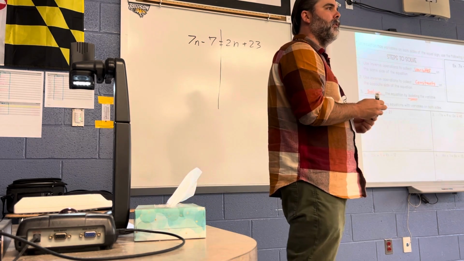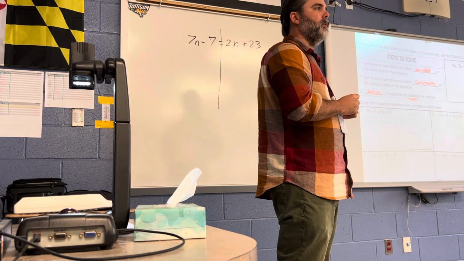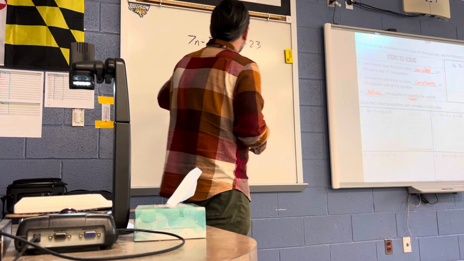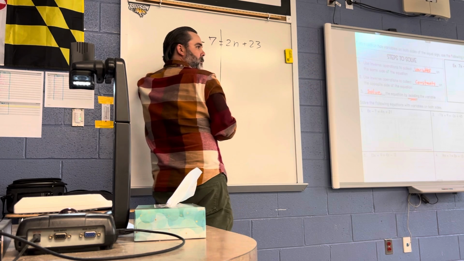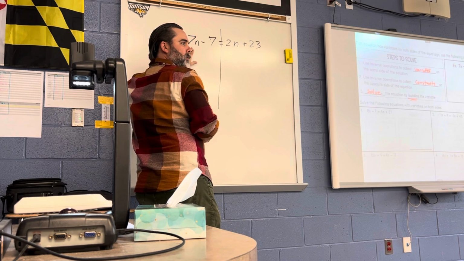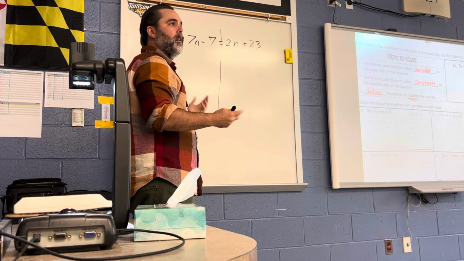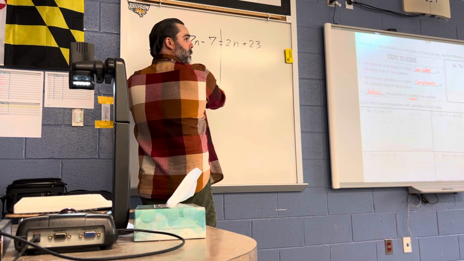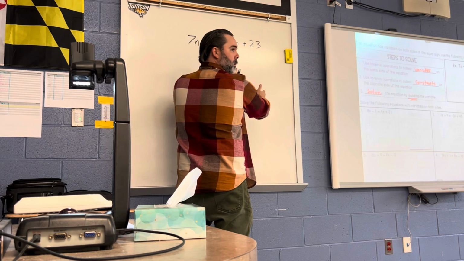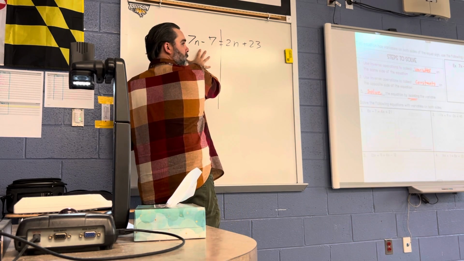Why don't we combine the 7 and the 2? Good. So why can't I combine these two things? Because they're on different sides of the equal sign. So when we combine like terms, we can only do that on one side of the equation or the other side. Yep. So let's look at this side of the equation, the left side.